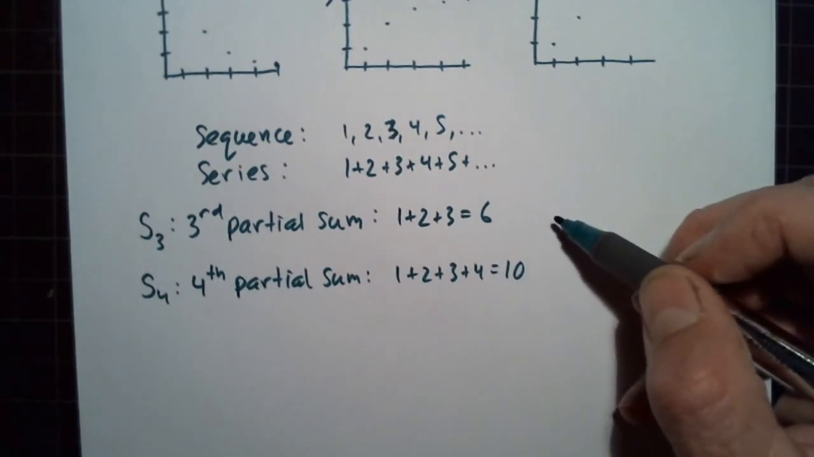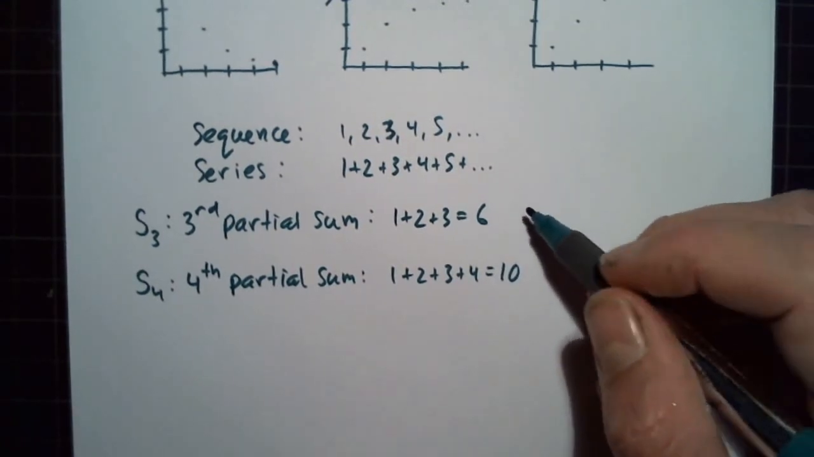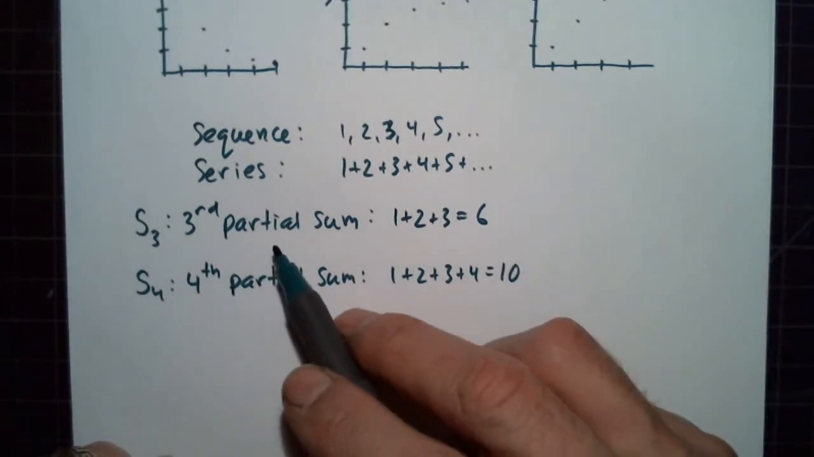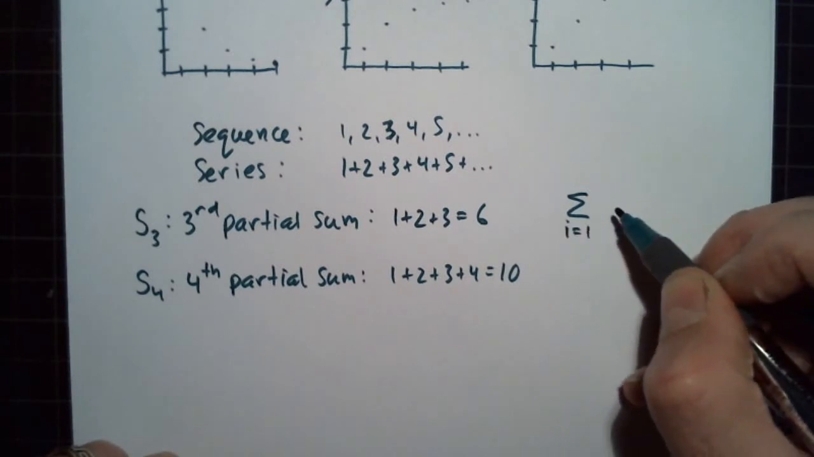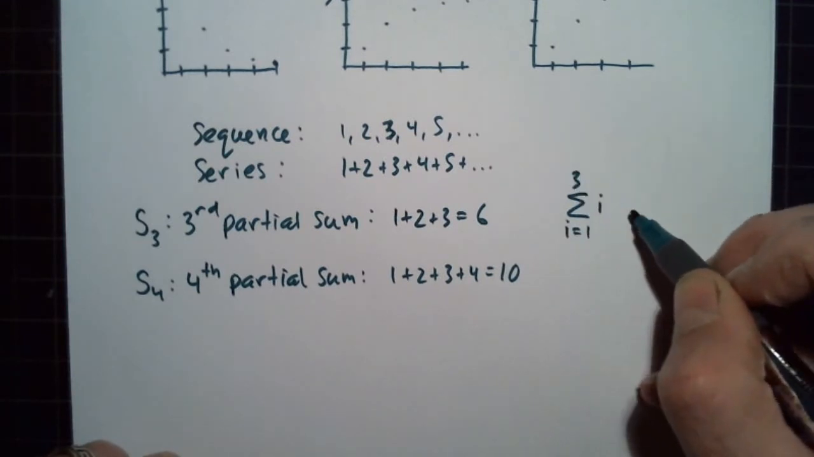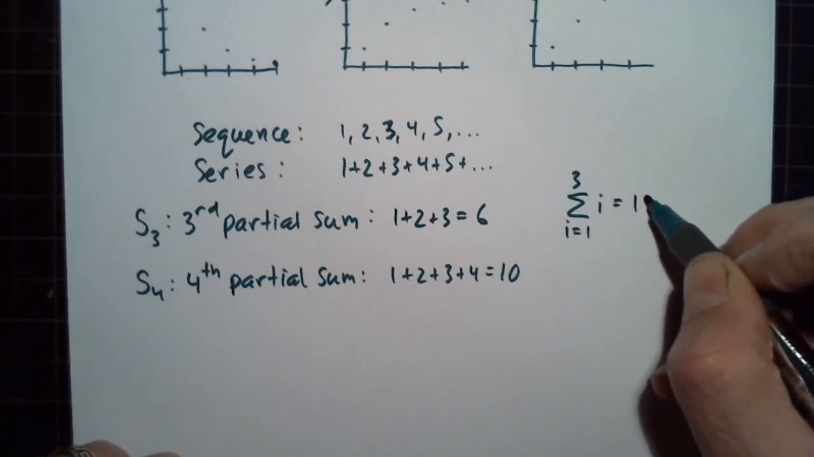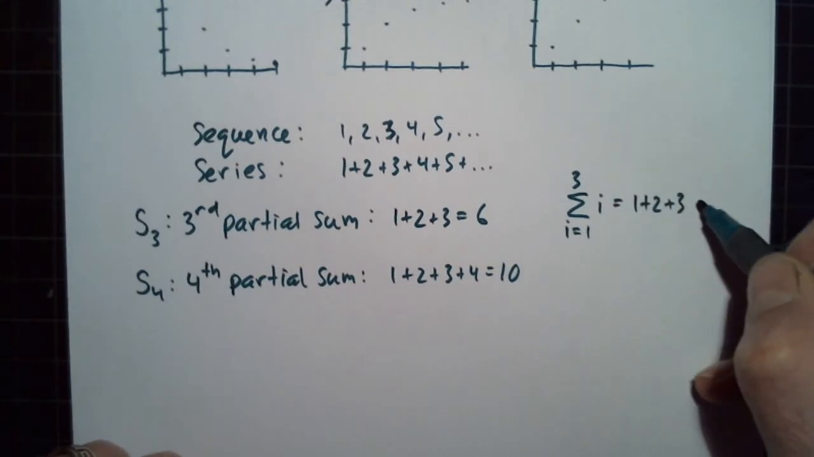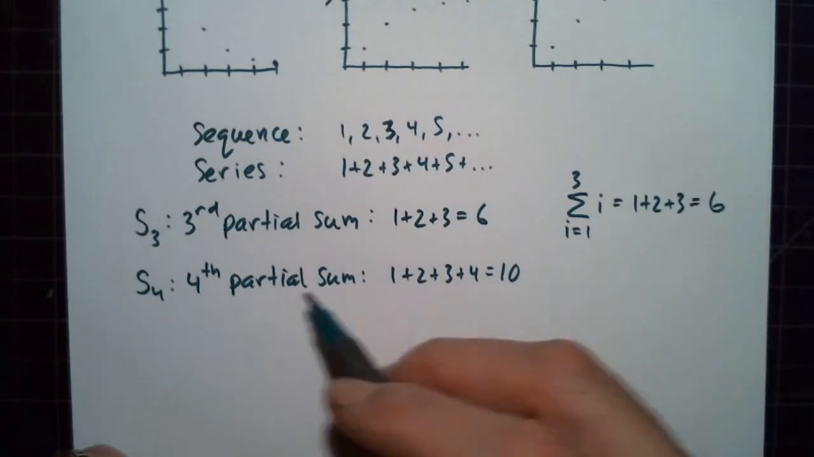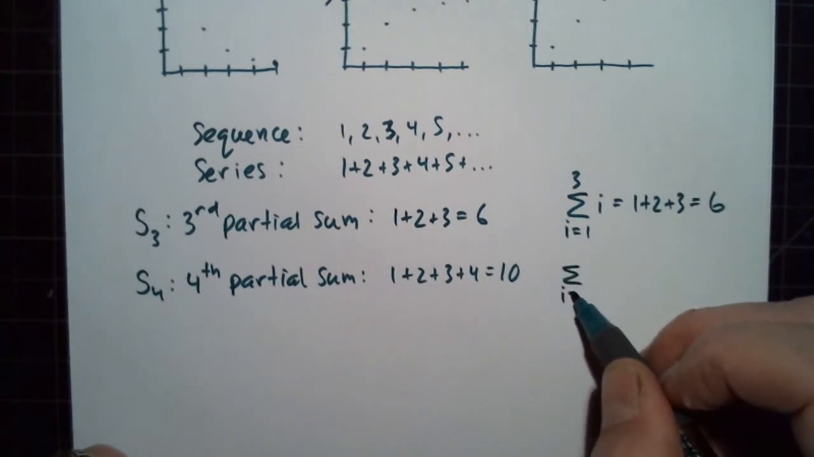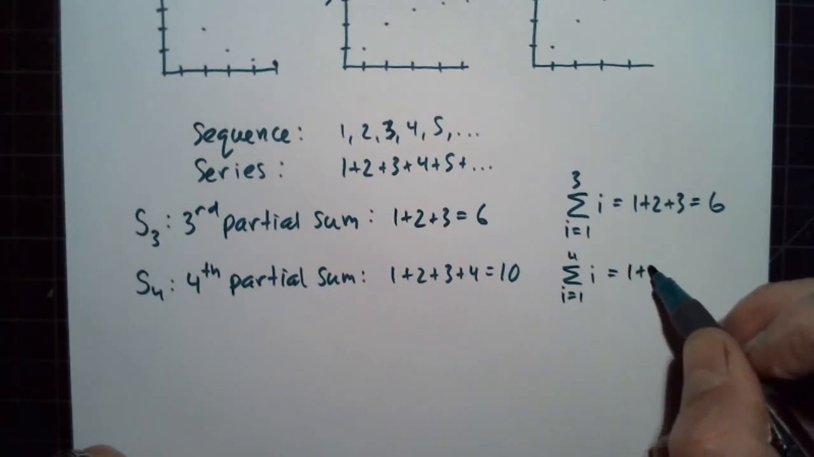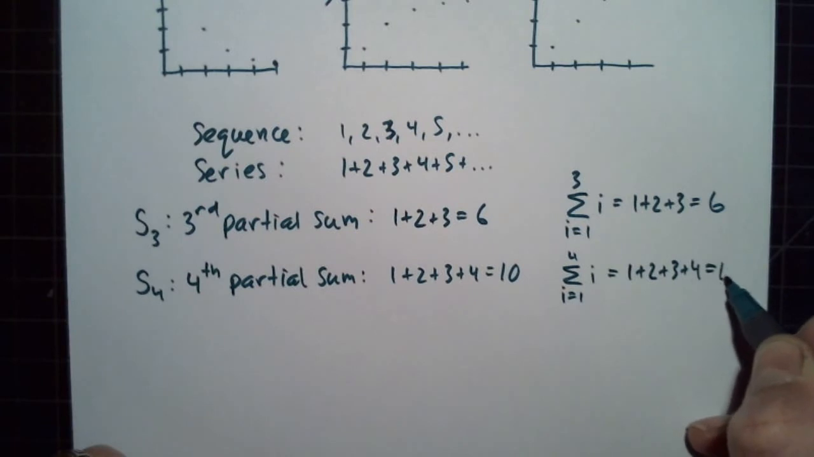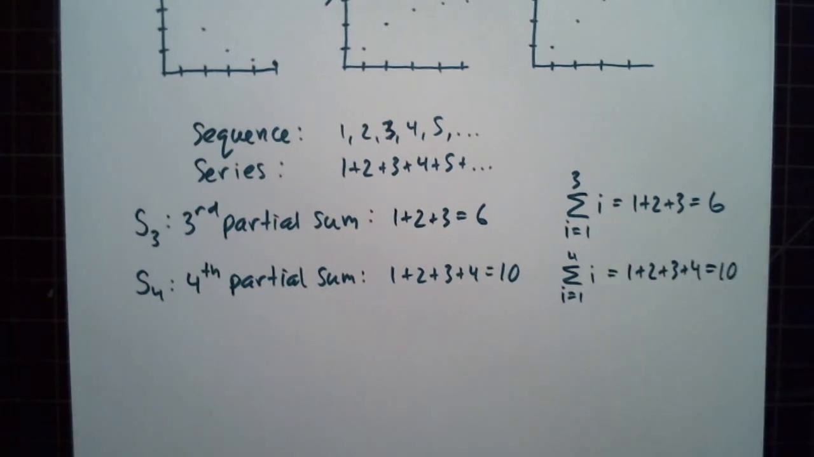Then what can be a little confusing is sigma notation. So we could represent the third partial sum using sigma notation. And we say the sum from 1 to 3 of i is 1 plus 2 plus 3. The fourth partial sum would be the sum i equals 1 to 4, and that will be 1 plus 2 plus 3 plus 4. So we have to understand the different notations.